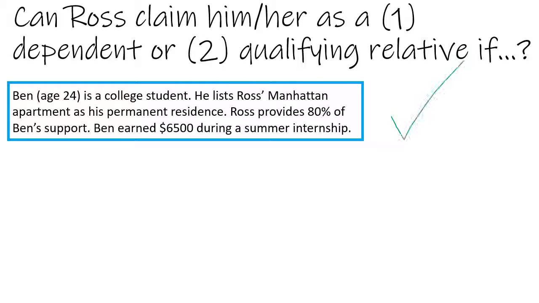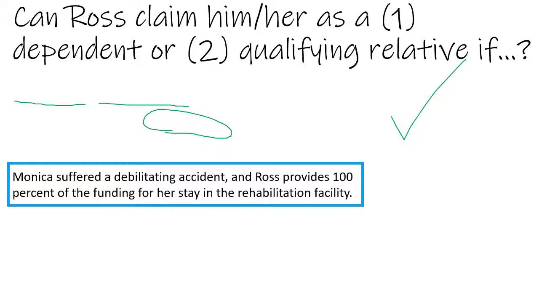The answer is yes, he can, because Ben is 24 and a college student. If Ben were not a college student, Ross could not claim him. But because Ross provides 80% of his support and Ben is a college student, he can claim him as his dependent child. Because he is a dependent child, there is no correlating income requirement. So if Monica suffered a debilitating accident and Ross provides 100% of the funding for her stay in the rehabilitation facility, can Ross claim her as a dependent or a qualifying relative?